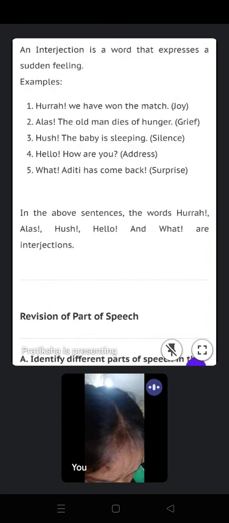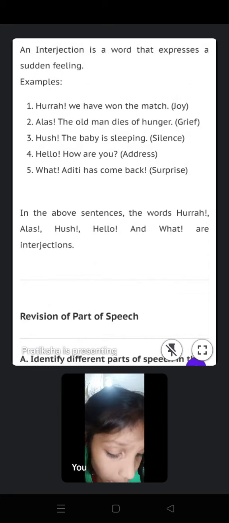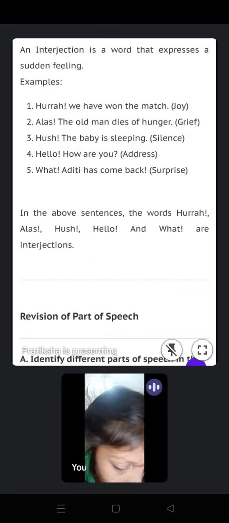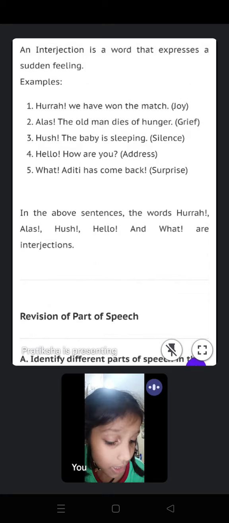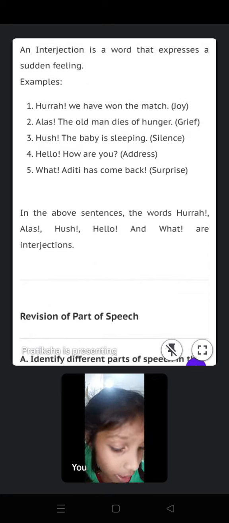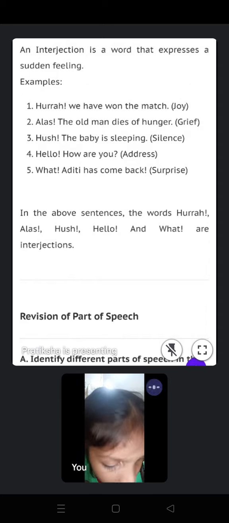The baby, B-A-B-Y, baby. The baby is S-L-double E-P-I-N-G, sleeping.